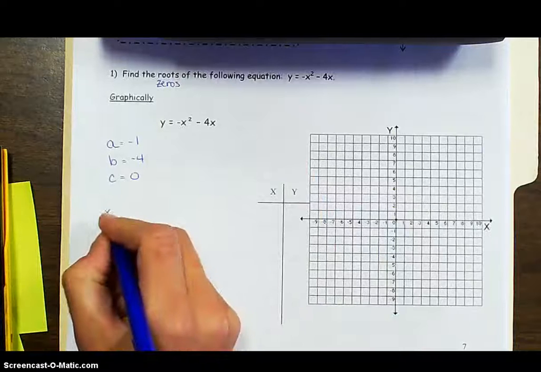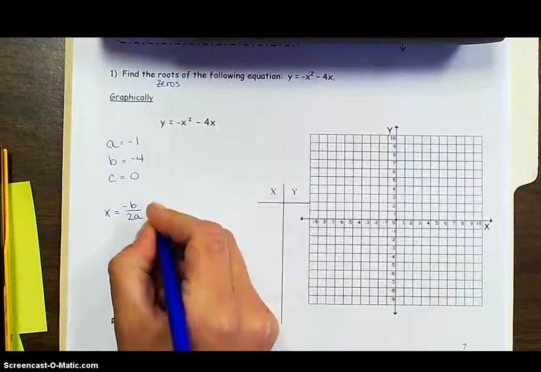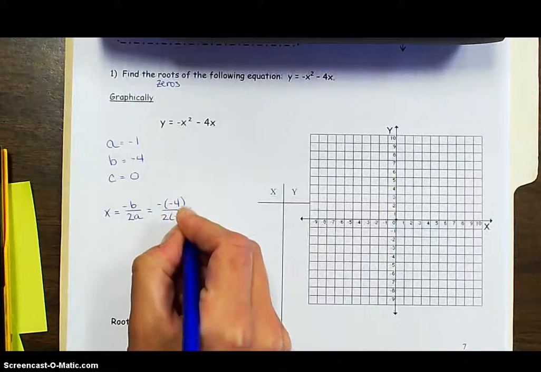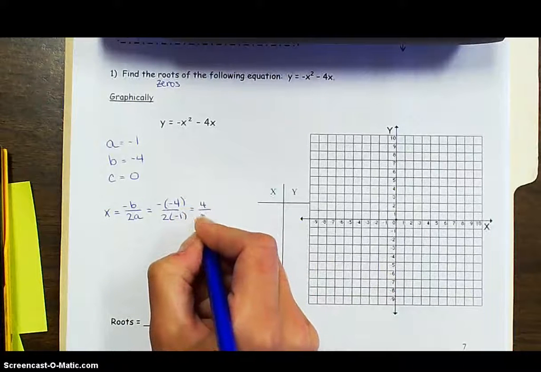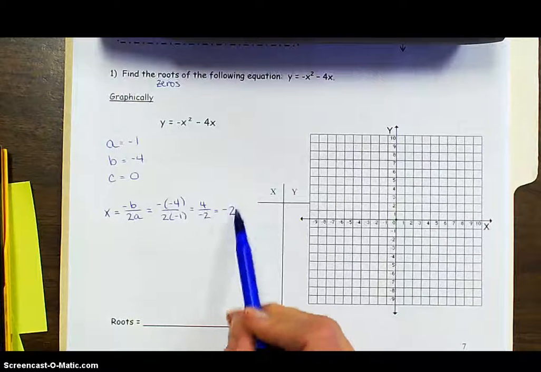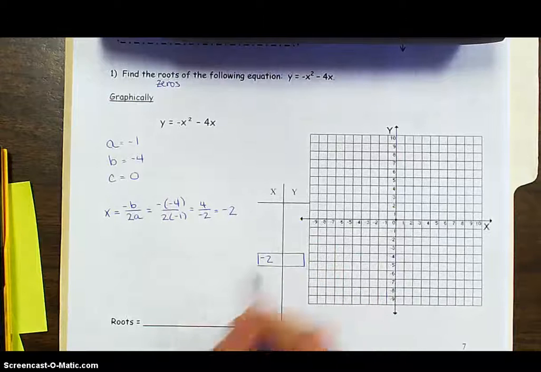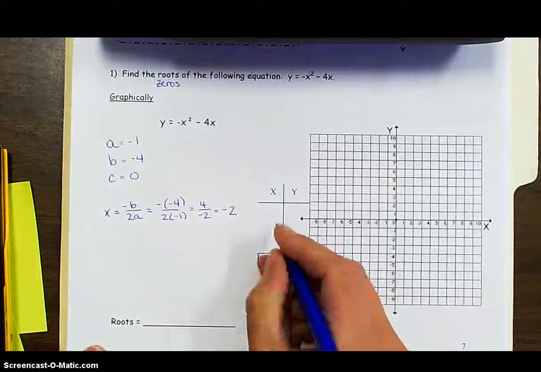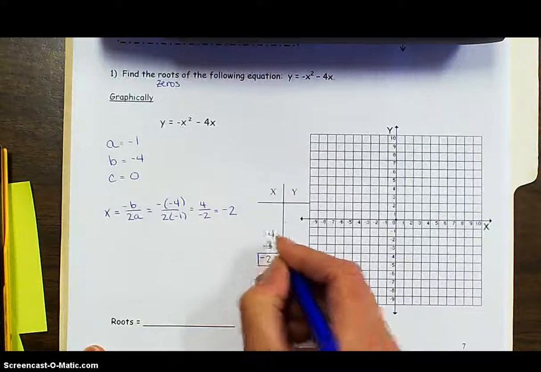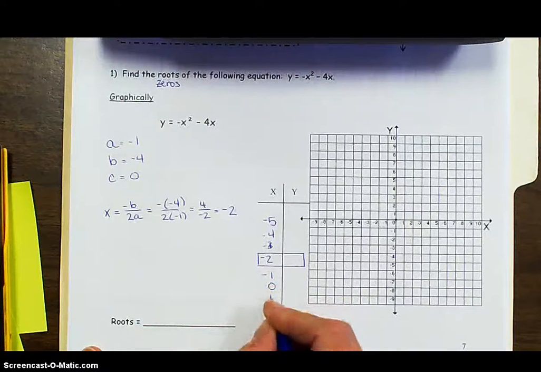Next, my axis of symmetry: x equals negative b all over 2a. When I type it in, I put in a negative 4 all over 2 times negative 1. Then I get a positive 4 over negative 2, which gives us a negative 2. So this is my axis of symmetry. I take this and put it in the middle of our grid. Then I need to go at least 3 values below, so that would be negative 3, negative 4, negative 5, and then 3 values above: negative 1, 0, 1.